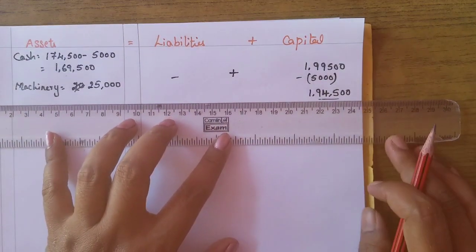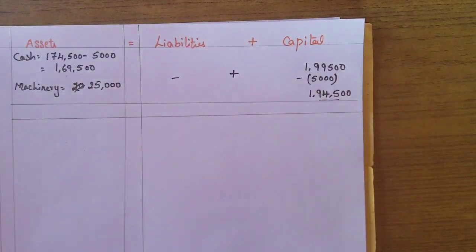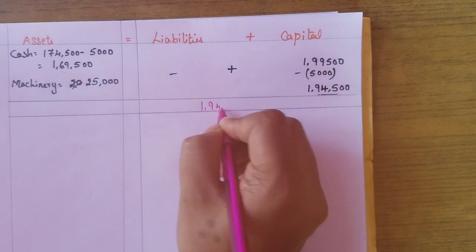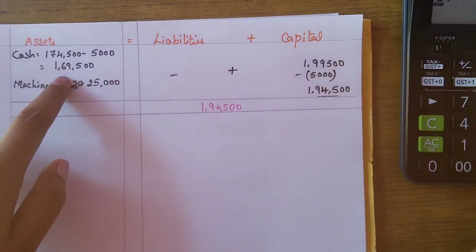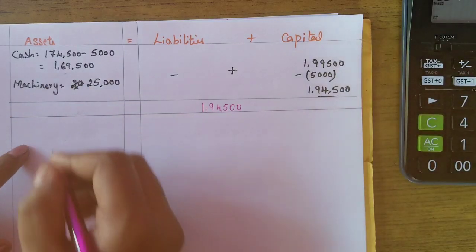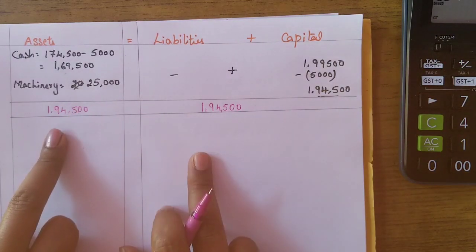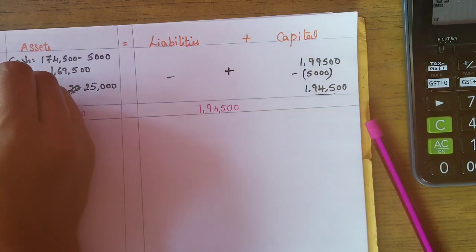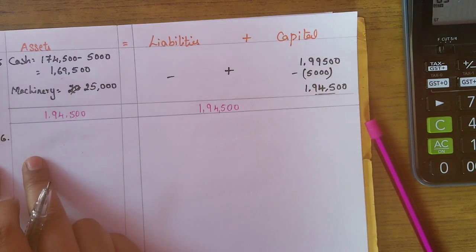Okay. Now let's check the total on both sides. In the liabilities there is nothing, and capital obviously will be 1,94,500. This side the total is okay. Coming to assets, 1,69,500 plus 25,000. It is 1,94,500. Both sides are equal. Okay. This is transaction number 5. Moving on to the 6th transaction, cash purchase rupees 5,000.